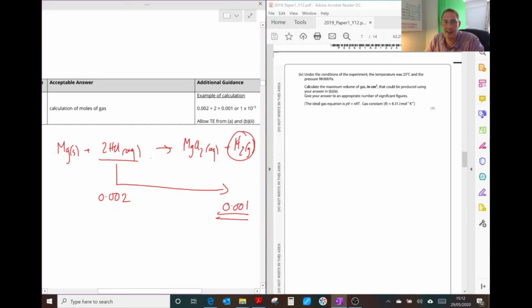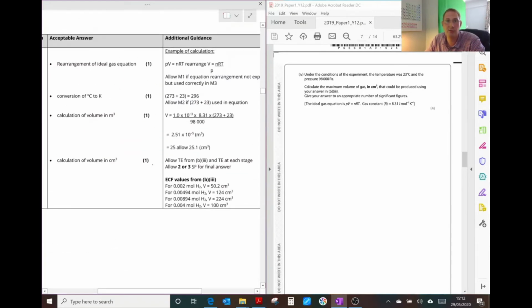PV equals nRT question. Rearrange the ideal gas equation: V equals nRT over P. There are some people who still don't do the rearrangement, and they just substitute things in and then rearrange it. So it does say allow mark 1 if equation rearrangement not explicit but used correctly. So if you put the numbers in the right place, you could have it. But it's always worth just writing a rearranged equation.